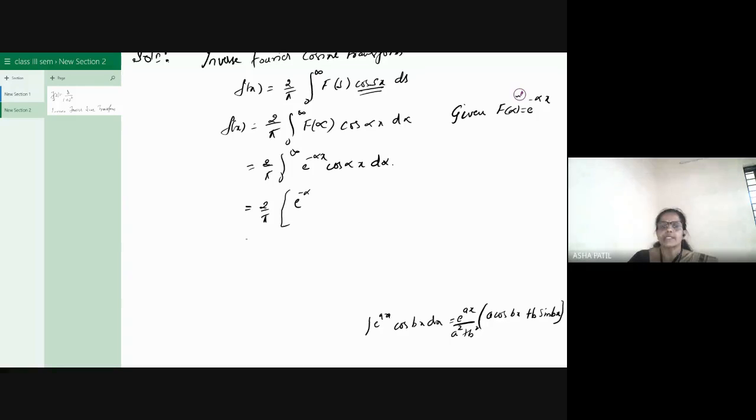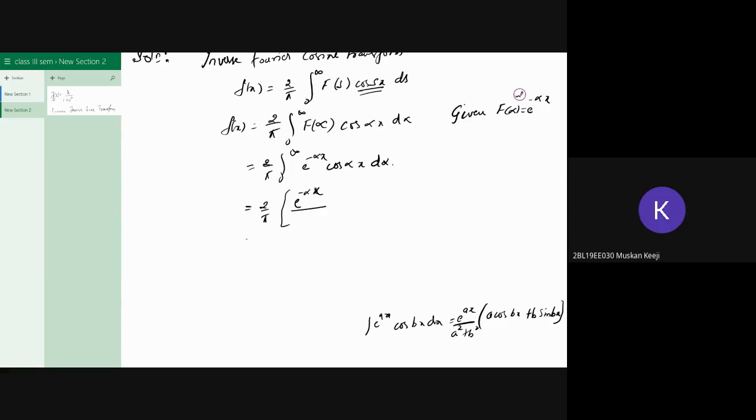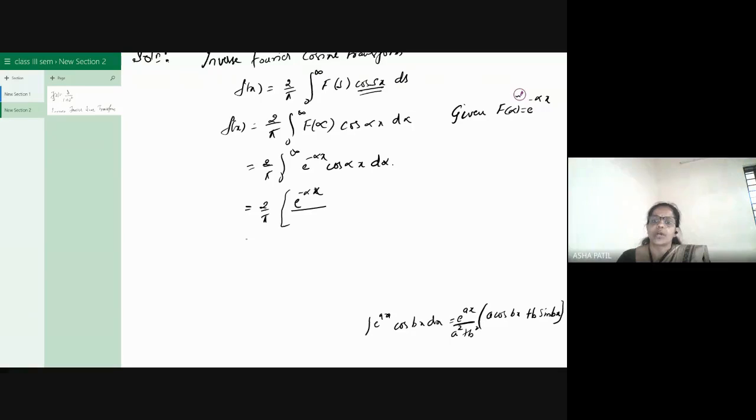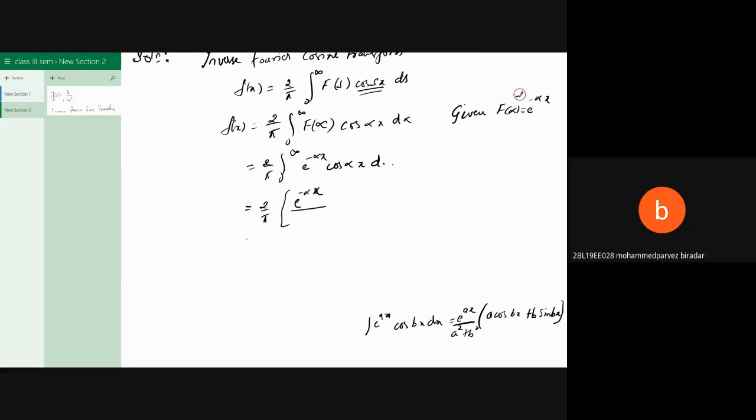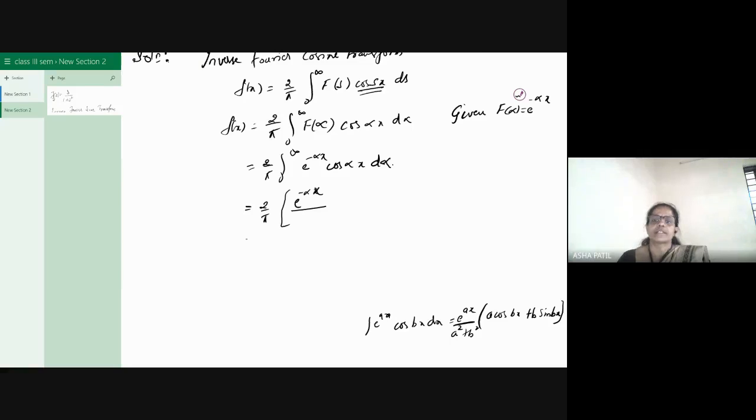E raised to minus alpha x divided by what? What will be your a square plus b square? What is a? Alpha square, ma'am. You are integrating with respect to alpha. Minus x, ma'am. Yes, integration is done with respect to alpha here.